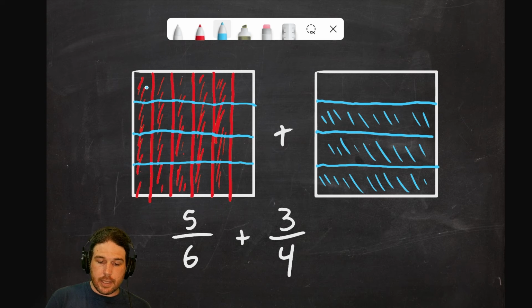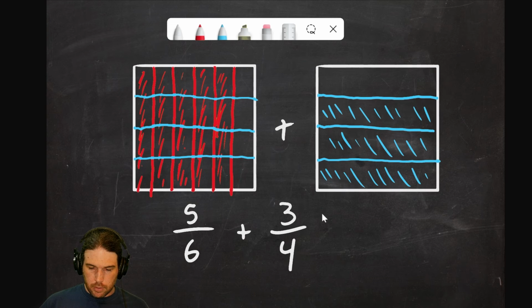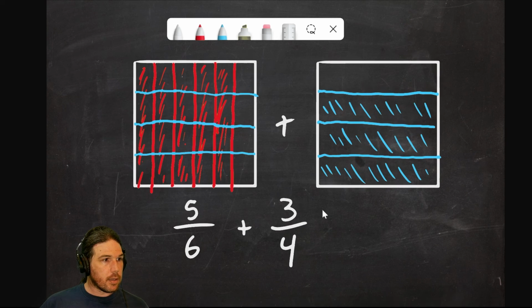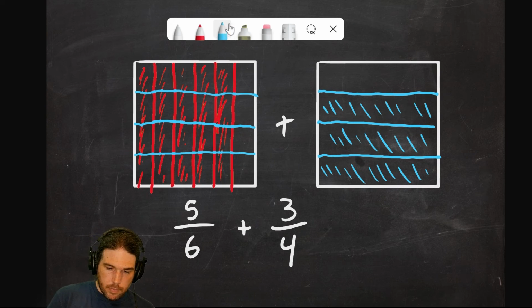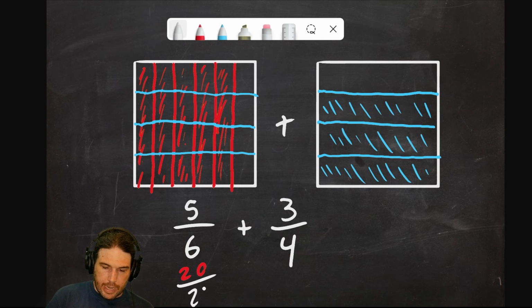And we've got 1, 2, 3, 4, 5. That looks like 20 right there. Correct me if I'm wrong. Out of a total of 24. So I'm going to move this up a little bit more. And we have 20 out of a total of 24. Same fraction, just in a different denomination.